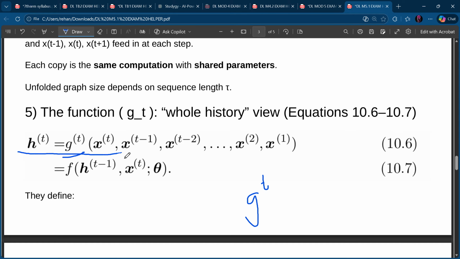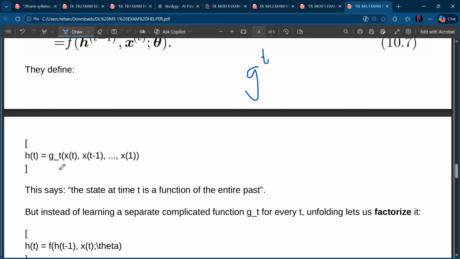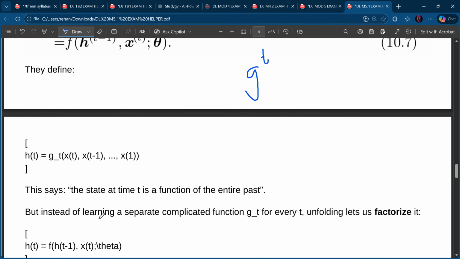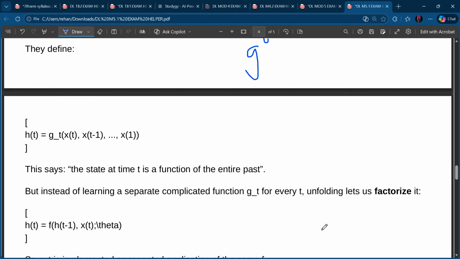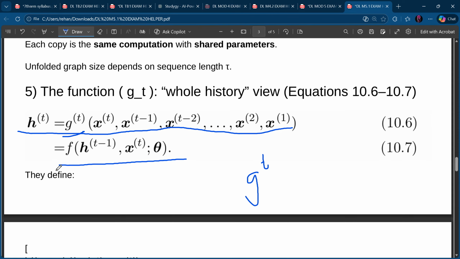Here is how the system looks without unfolding. The state at time t is a function of the entire past, like t minus 1, t minus 2, and so on, down to 1. So instead of writing out the complete entire past, and instead of learning a separate complicated function g of t for the whole history, why don't we just unfold it? Unfolding it will allow us to factor it into this.